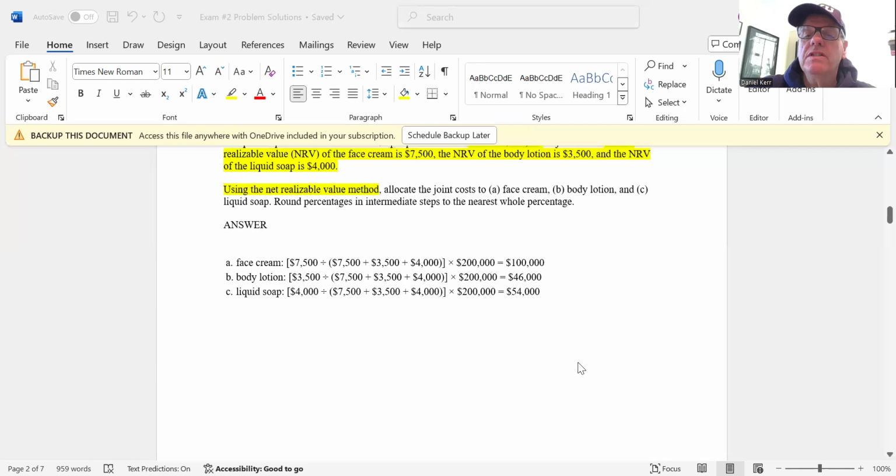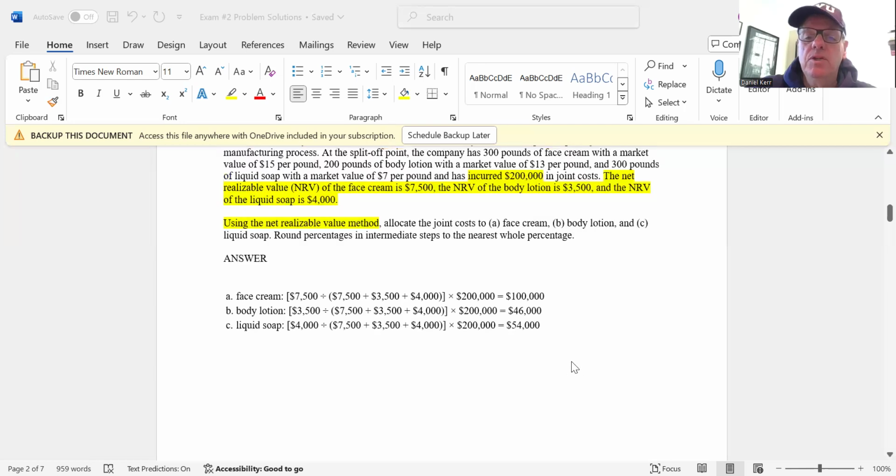And you know from a previous problem that we did, a multiple choice problem, that net realizable value would be the sales price at split off minus the sales value at split off. So take the sales price multiplied by the number of units, subtract out any additional costs incurred after split off to make it available for sale. You didn't have to do that here because we actually told you what the net realizable value is.